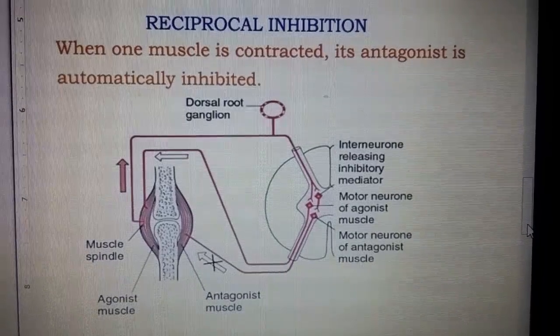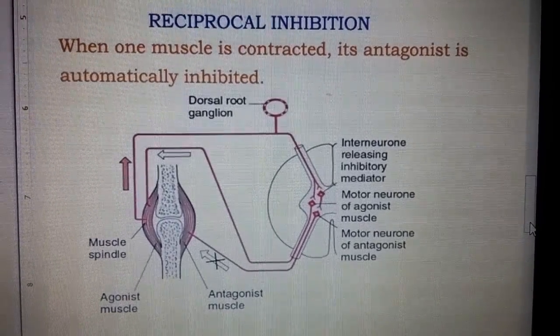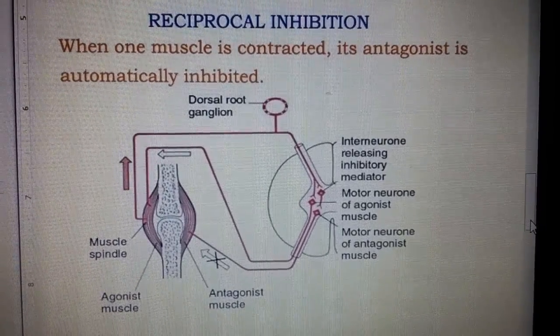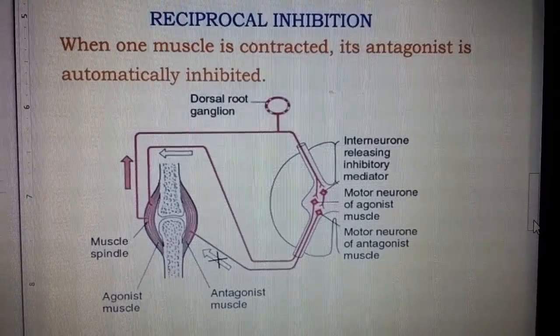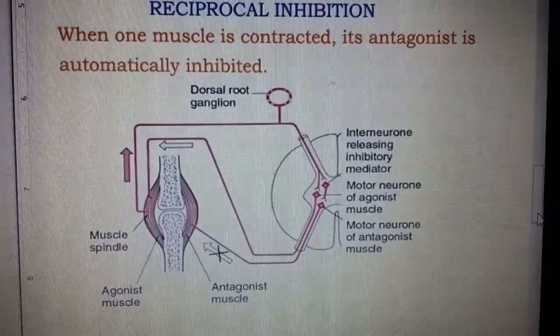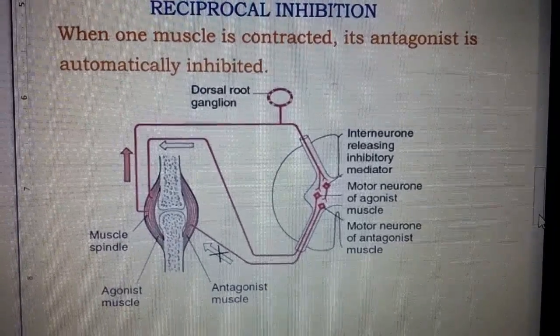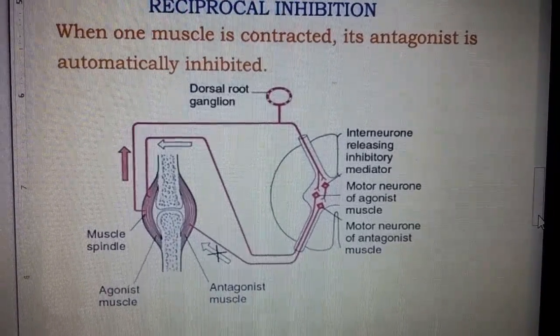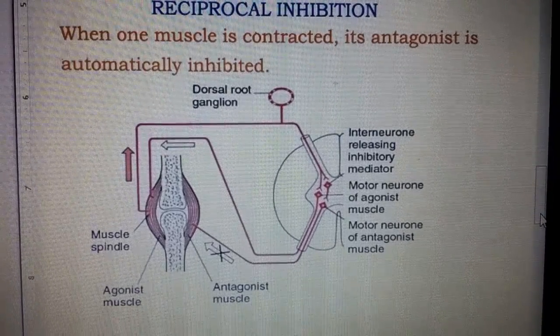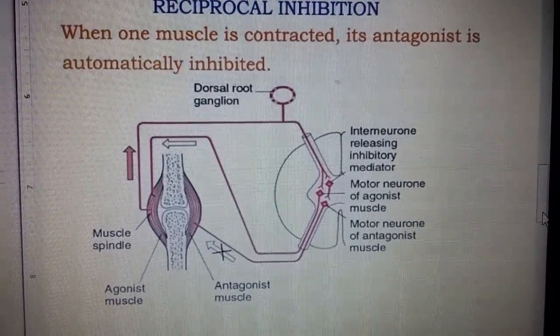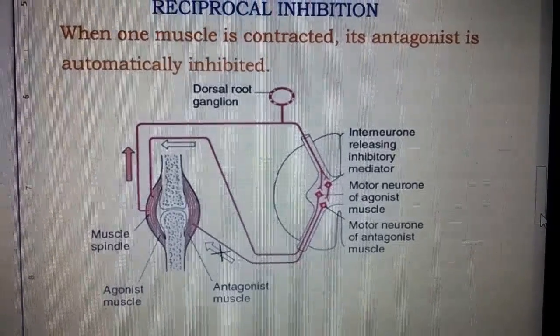When this occurs, the muscle spindle is activated and causes a reflexive contraction in the agonist muscle, known as the stretch reflex, and relaxation in the antagonist muscle. This process is known as reciprocal inhibition. Reciprocal inhibition is often seen during dynamic stretching.